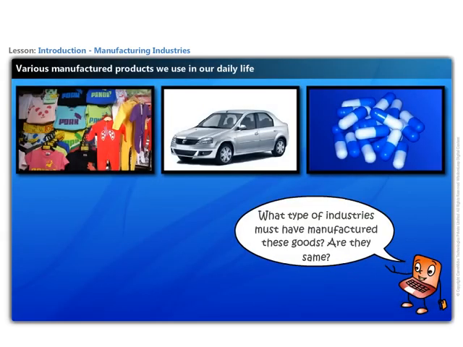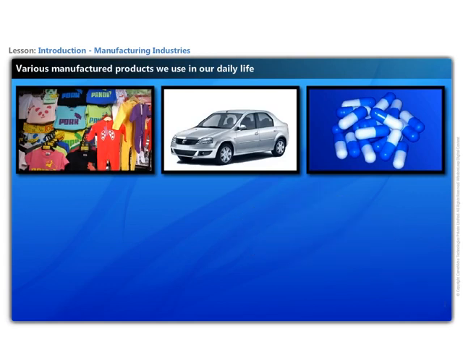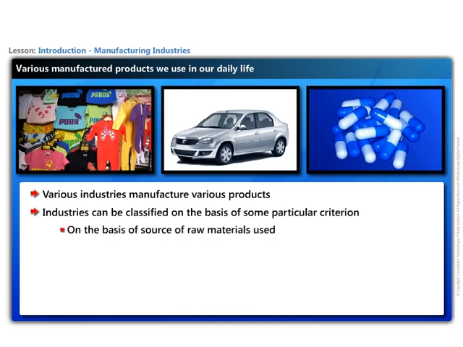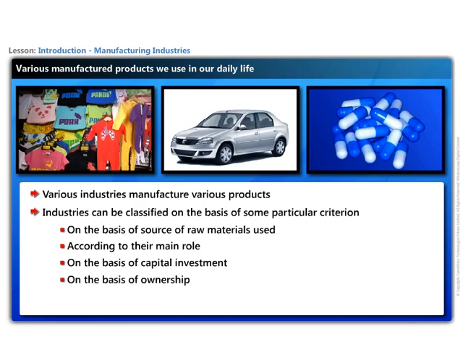What type of industries must have manufactured these goods? Are they same? Various industries manufacture various products. Industries can be classified on the basis of some particular criterion: on the basis of source of raw materials used, according to their main role, on the basis of capital investment, on the basis of ownership, based on the bulk and weight of raw material and finished goods.